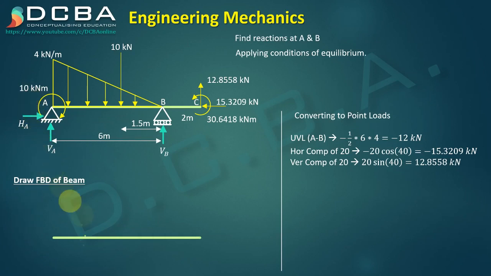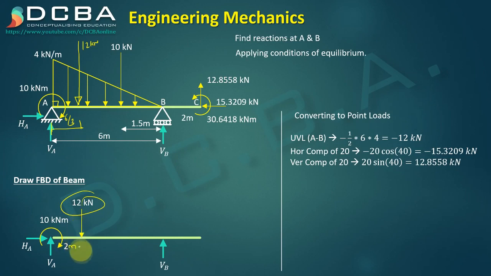Let me first draw the reactions: VA, HA, then VB is there, right? The UVL, which we had converted to point load, let me place it. So 12 kilonewton. We know that when we convert UVL into its point load, it has to be placed at the centroidal location. If this is the 12 kilonewton, the centroid of the triangle is basically base by 3. So base is 6 meters, 6 by 3 is 2 meters, and that 2 meters is measured from the right angle of the triangle. So this 12 kilonewton is acting at 2 meters of distance.